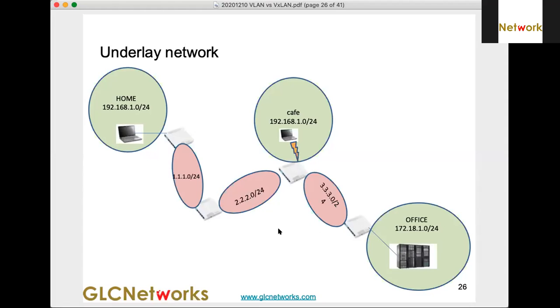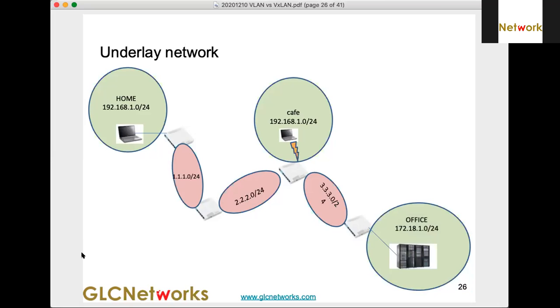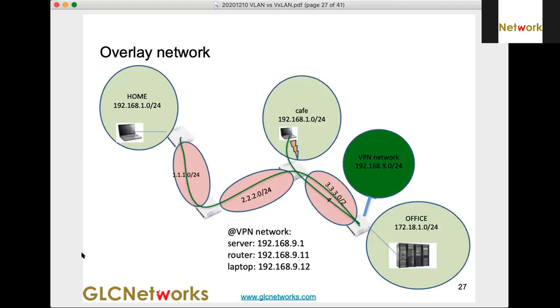Okay, so this is an example of an underlay network. So you have an office here. Okay, so this is your office, and then you have a cafe here, and then this is your house. Okay, so you want to connect to the office from your house because you have a server in the office, and you need to access the server in order to get your job done. So what you will usually do is set up a tunnel to the office.